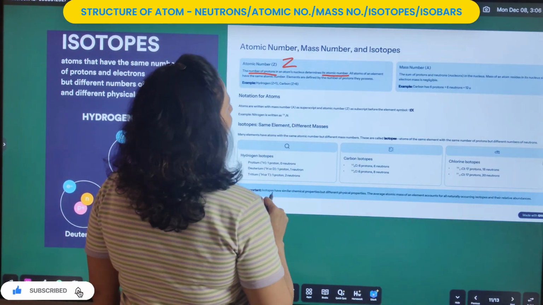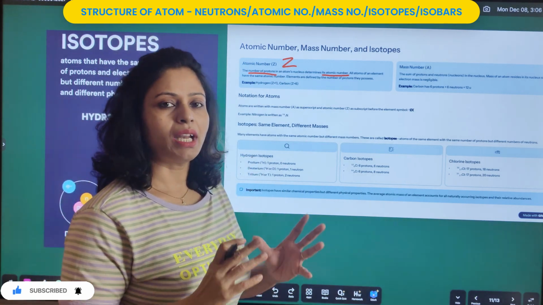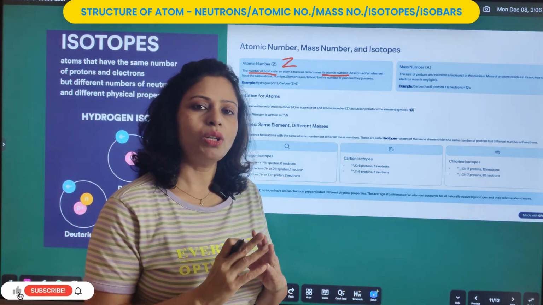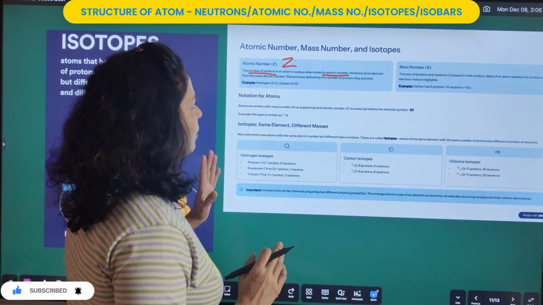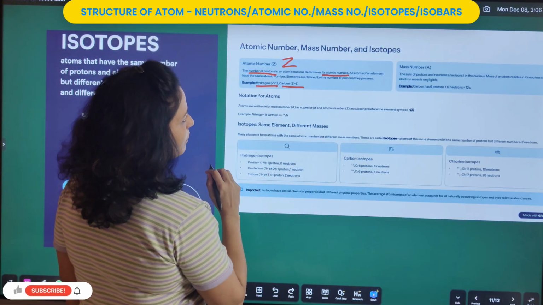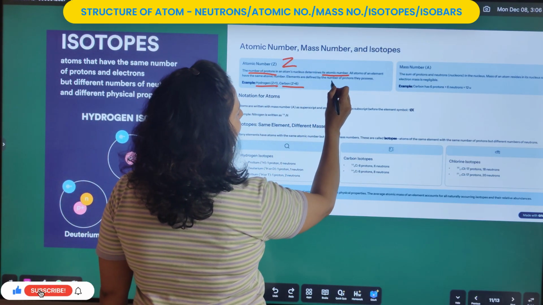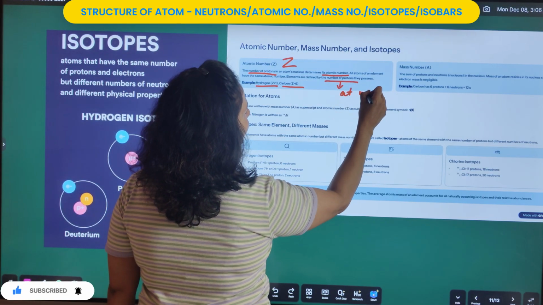All the atoms of an element have the same atomic number. Suppose carbon is an element; all the atoms of carbon will have the same atomic number, that is 6. Hydrogen's atomic number is 1. So elements are defined by the number of protons they possess, which is nothing but the atomic number.